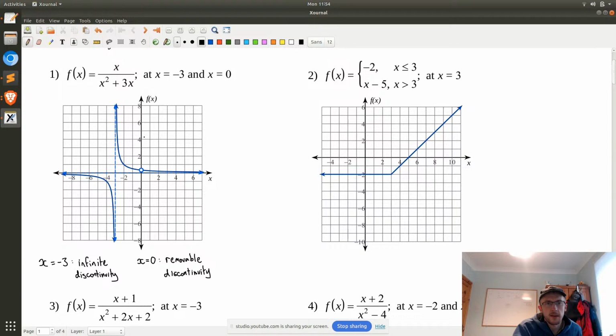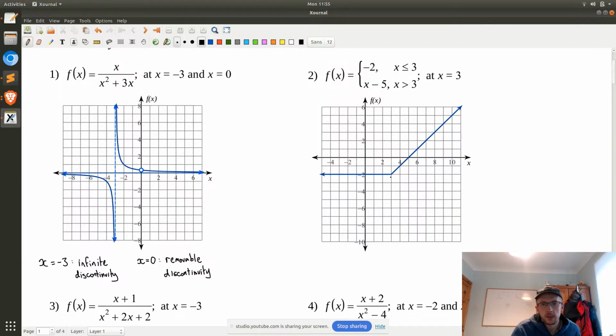Notice that it is actually defined if I were to substitute in x equals 0. It's just that they have excluded it from the domain. This is a rational function, by the way. For this piecewise function, f of x is -2 when x is less than or equal to 3, and x take 5 when x is greater than 3. And we have to analyze what's going on at 3.